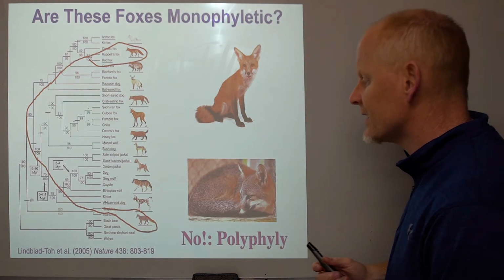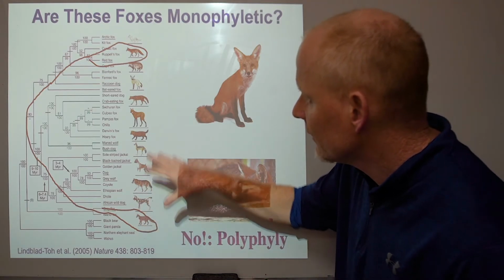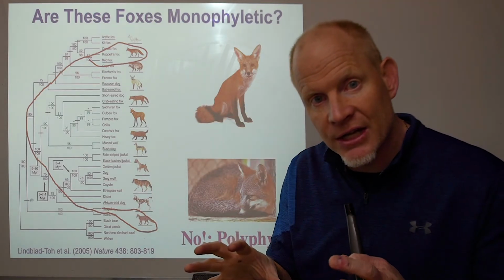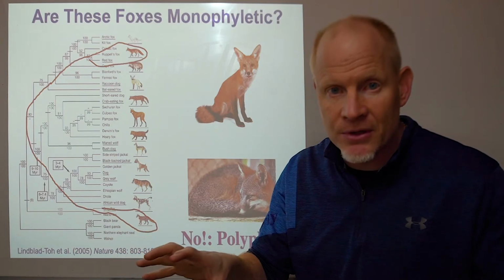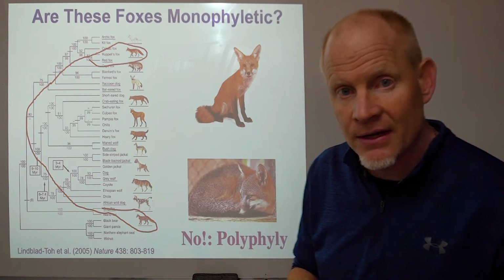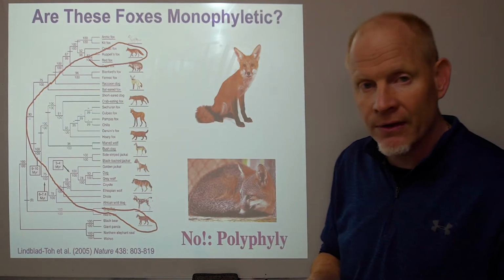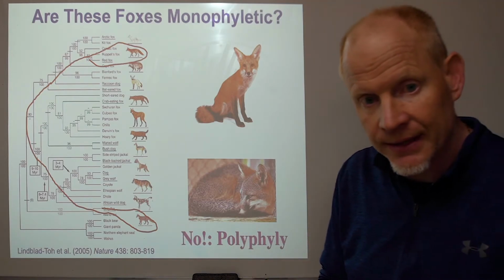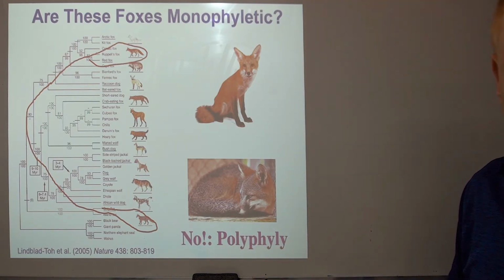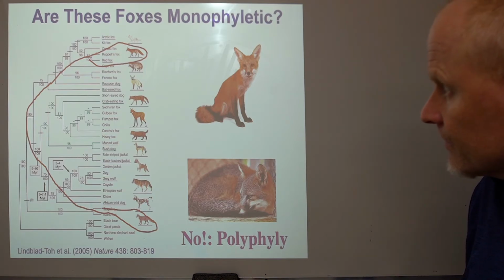So they are actually separate groups, and they evolved to look a lot alike because the environmental niche that they occupy in Africa is similar to the environmental niche and what they eat here in North America, and they look a lot alike, even though they are not closely related. So that's an example of polyphyly or polyphyletic.